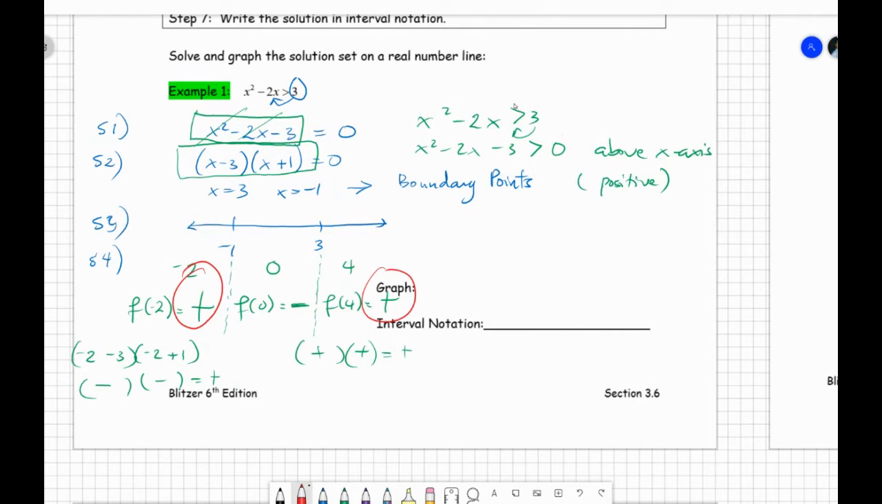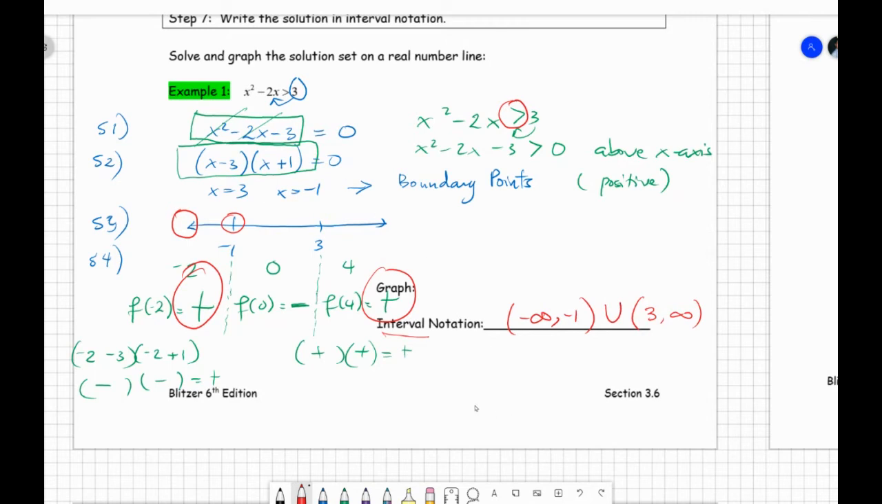And let's double check to see if you want the boundary points or not. Since you do not have equality here, you do not include the boundary points. So we leave out those boundary points by using parentheses instead of brackets. So that means that my solution in interval notation is from -infinity, because this arrow is pointing to the left, to -1. And I'm going to put a U for union from 3 to positive infinity.